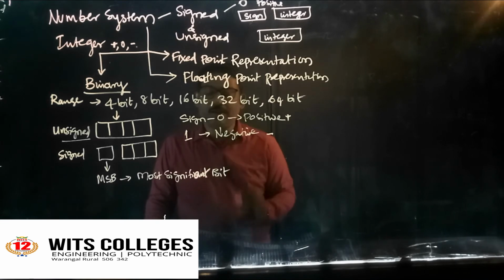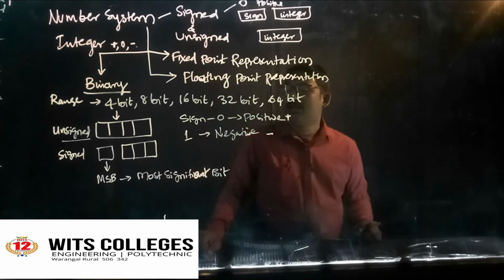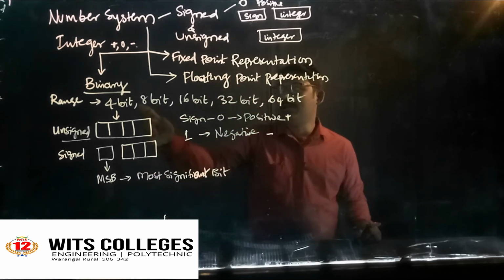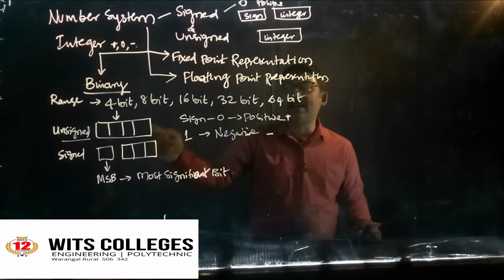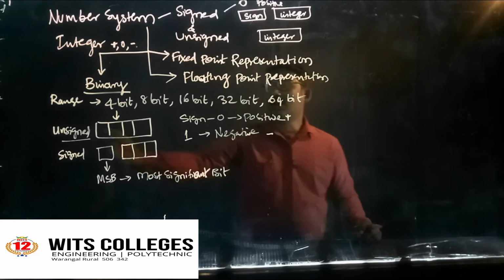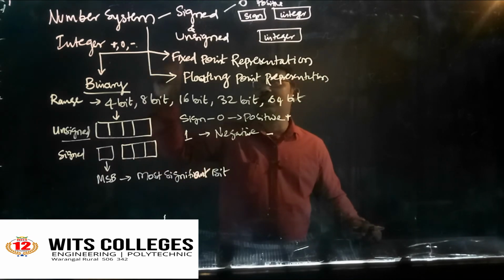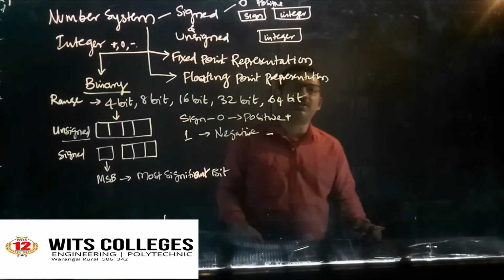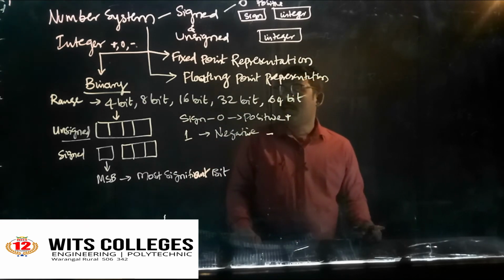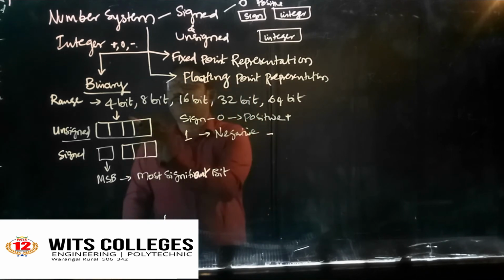Most significant bit. So this is about the representation of unsigned and signed. In combination of unsigned and signed, the fixed point representation and floating point representation we are going to discuss. Next is, what is the range of 4-bit?